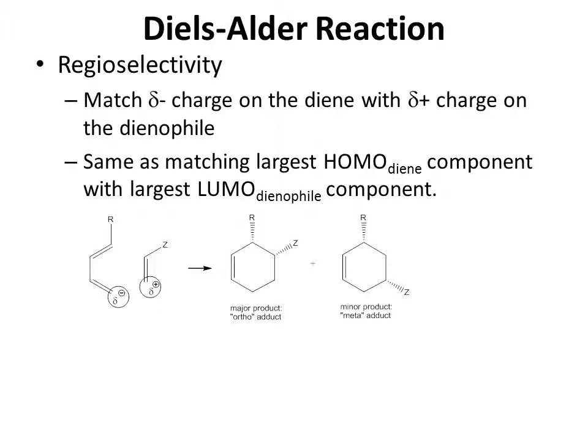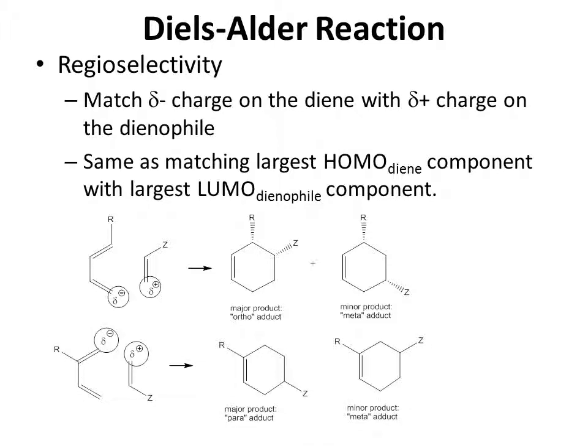So you can see when the R group is terminal, the partial negative charge is at the end of the diene, reacting with the partial positive charge on the dienophile, forming mostly what's called the ortho adduct, where R and Z are next to each other. And if you flip the dienophile, you get the minor meta adduct.